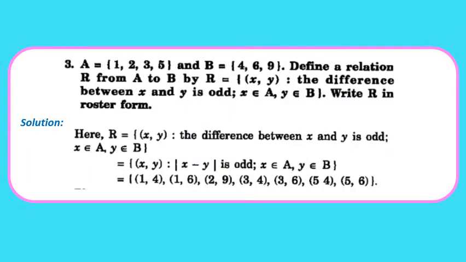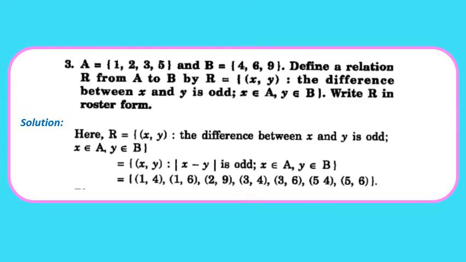Next we have question number 3. Set A is equal to {1, 2, 3, 5}. Set B is equal to {4, 6, 9}. Now define a relation R from A to B by R equals to the ordered pair (x, y) such that the difference between x and y is odd and x belongs to A and y belongs to B. Write R in the roster form. It means we have to write the elements.